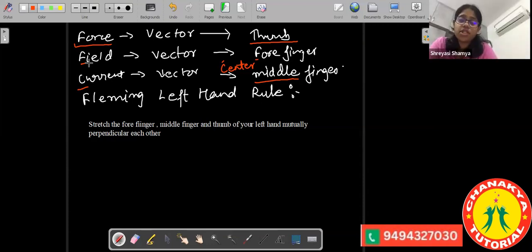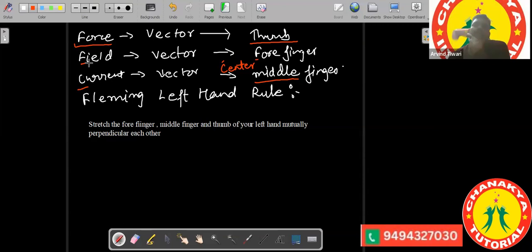Sir, then instead of force, we can add motion also, right, sir? Or else we'll get confusion between force and field. Which one should we take for F, sir? Yeah, you can take this to be motion. The direction of motion or the direction of force, that will be given by your thumb.